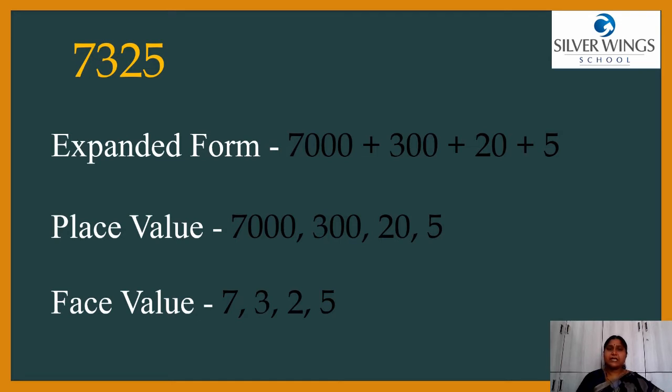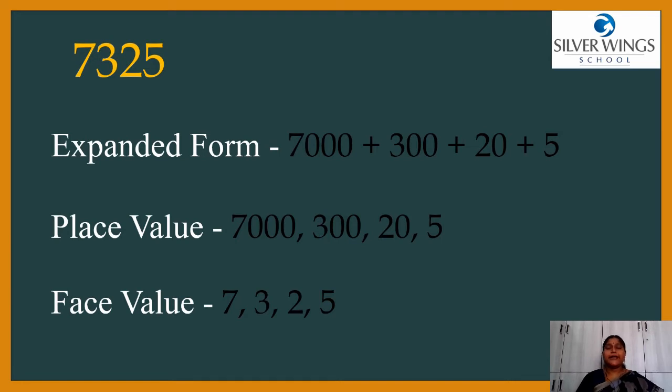5 is in ones place, 2 is in tens place, so that value is 20. 3 is in hundreds place, so the place value of 3 is 300. What is the place value of 7? The place is thousands and the value of 7 is 7,000. Okay, here I gave you the place values. The place value of 7 is 7,000. Place value of 3 is 300. Place value of 2 is 20. Place value of 5 is 5 only. Okay.